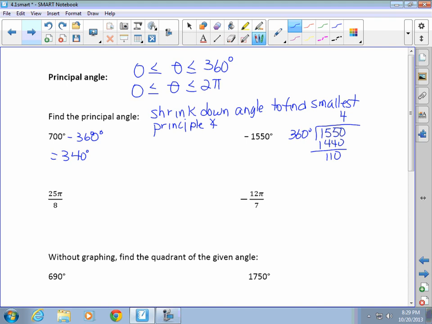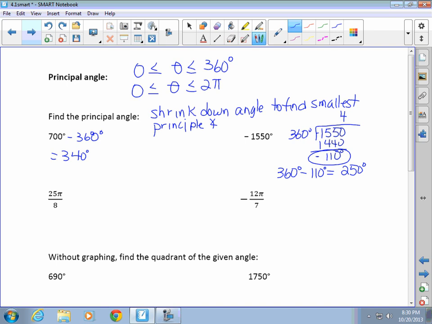Okay, but remember, this was going negative, so that means this is negative. I have a negative 110 degrees left over. Principal angles must be positive, so I have to take it away from my 360 degrees to find out what it would be as a positive value. So it would be 250 degrees. My first example, because it started as a positive and ended up being a positive, I don't have to subtract anything from it.